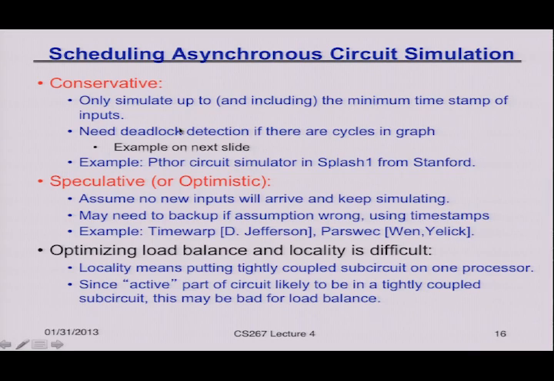The trouble with that approach is you can get deadlock. And I'll have an example on the next slide.